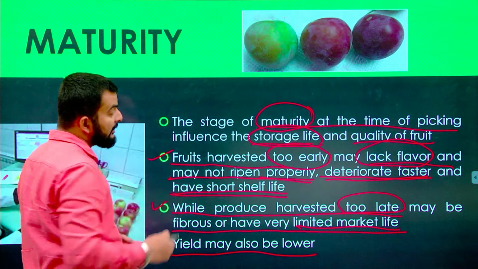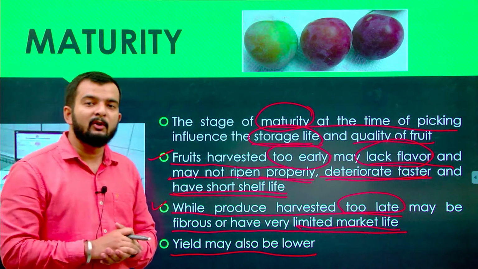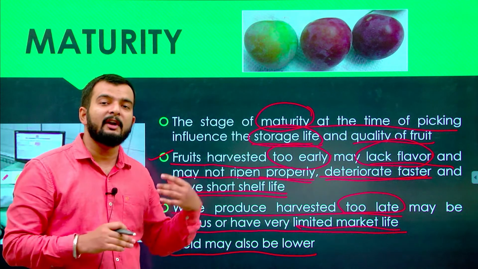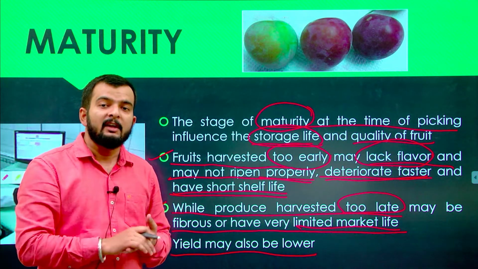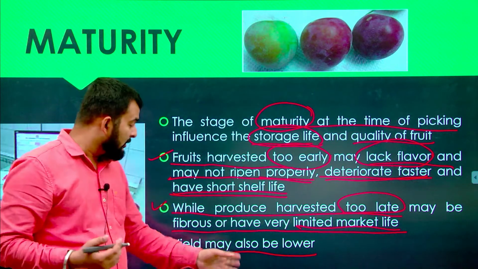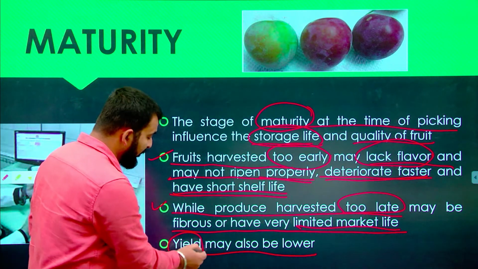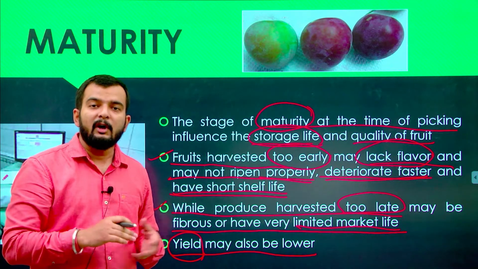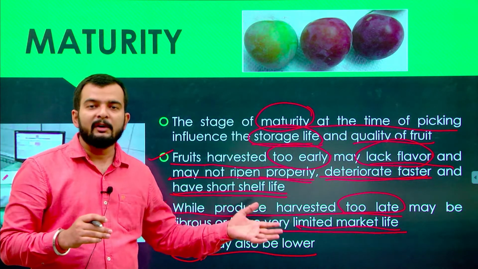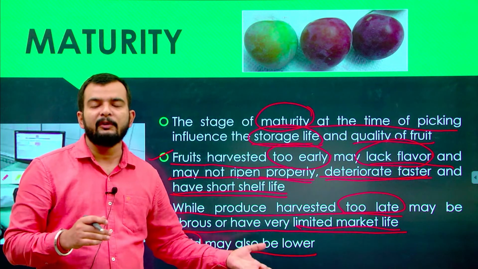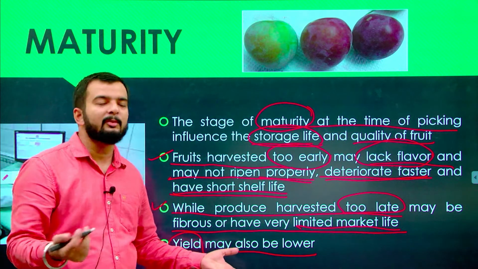How so? See, when the fruit has not fully grown, the growth has not been achieved, it is not at its full size. So obviously if it is not at its full size, the yield will be lower because the weight per piece of fruit will be less. So if you harvest it too early, you will not get the proper yield. That is, you will not get proper profit also. If yield is lower, you will get a lower profit.